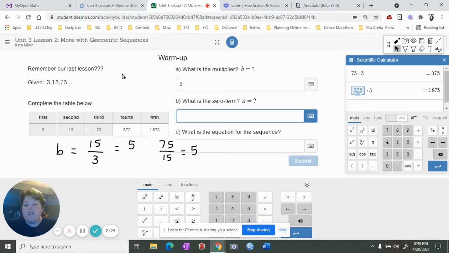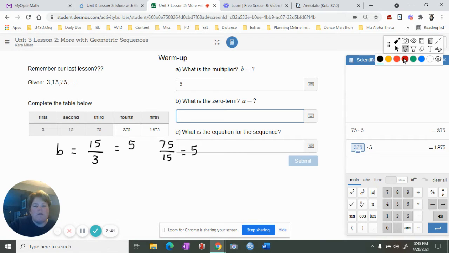All right, so now I have those numbers filled into my table, but what's my zero term? I have too many calculators open. If I were to back up a spot and find my zero term, if I'm multiplying by 5 moving forward, what do I do to work backwards? Going this way, we multiply by 5. So backing up, we are going to divide by 5. So my first term is 3.